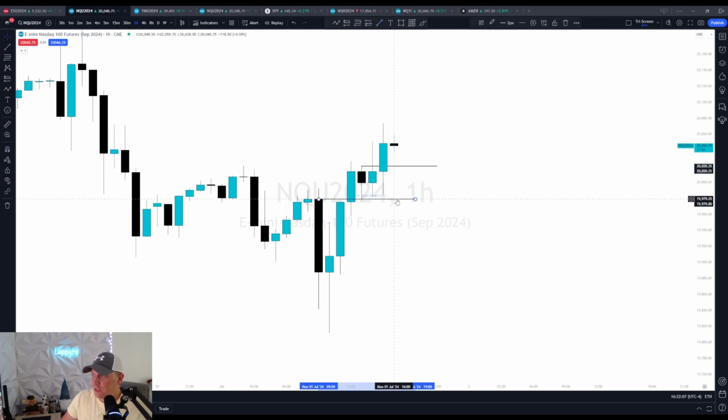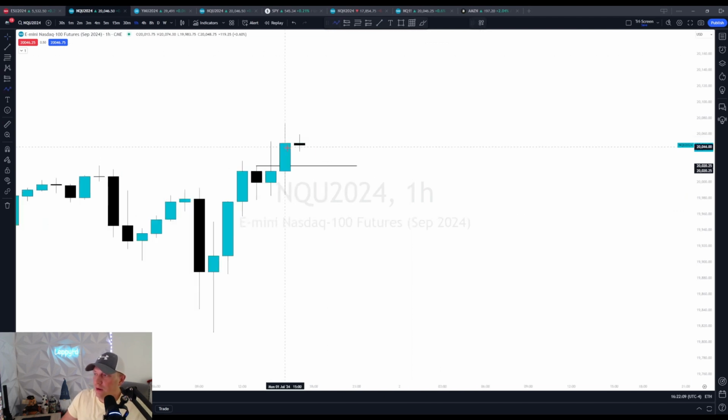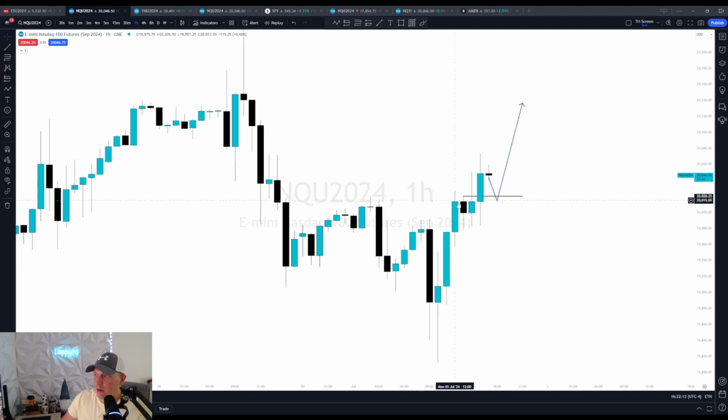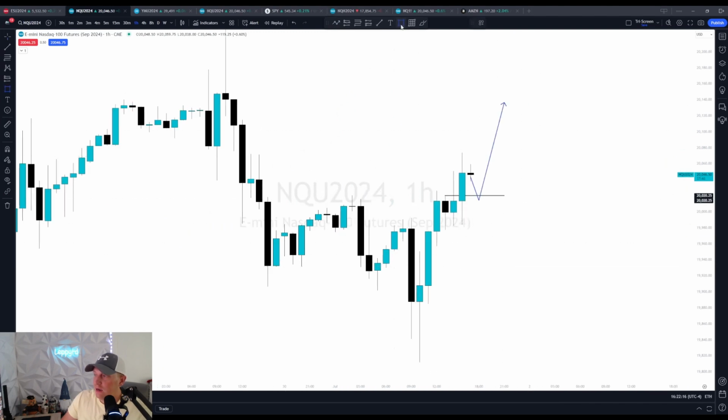So this is what I'm going to be watching for tonight. We might get a move down into this prop block. We'll see if this holds. If this holds, then I think we're going to push higher, because this could be the start of a nice hourly buy model. It has that look to it.